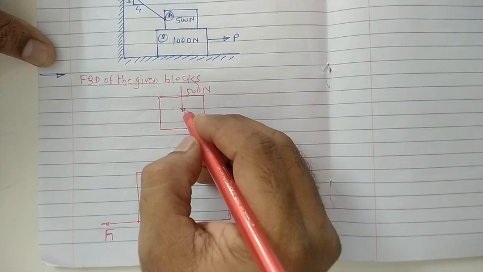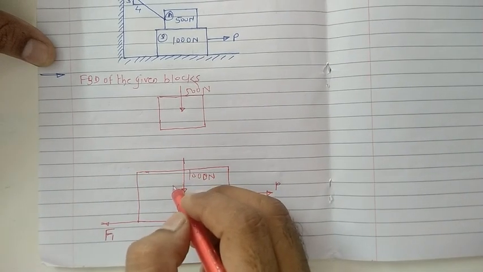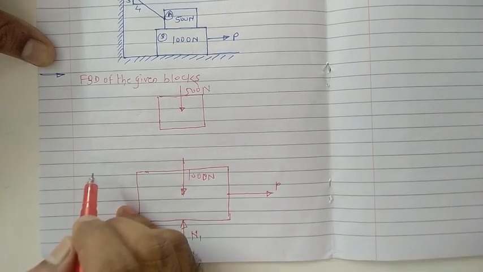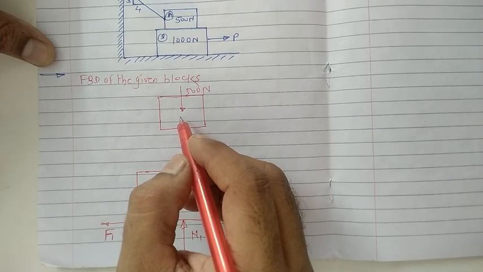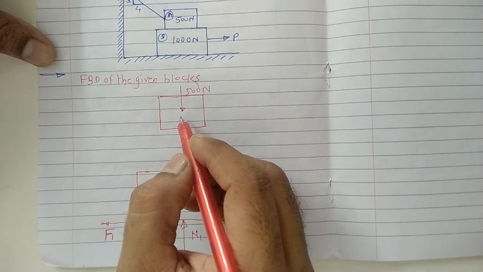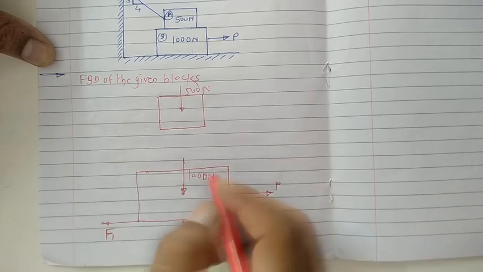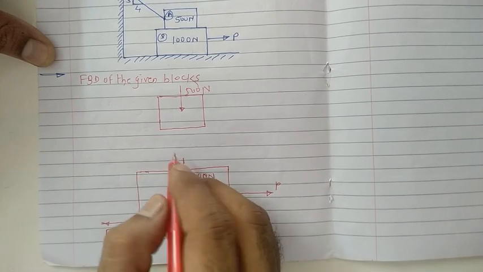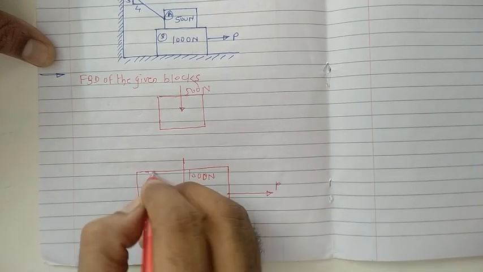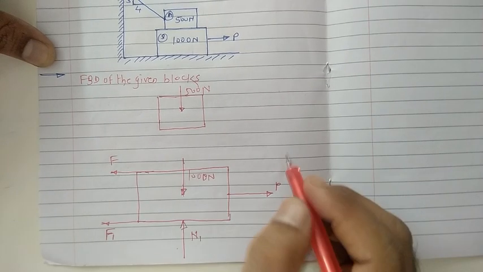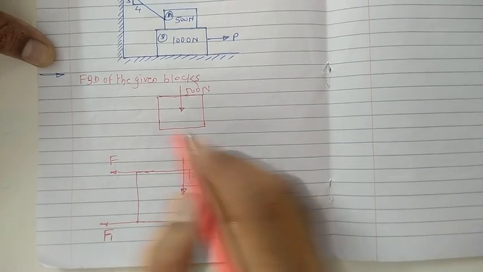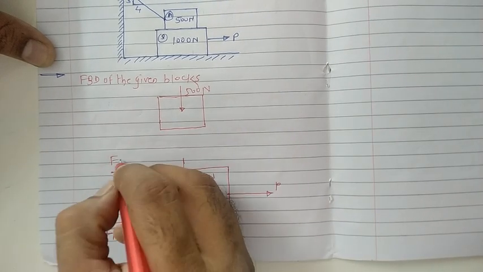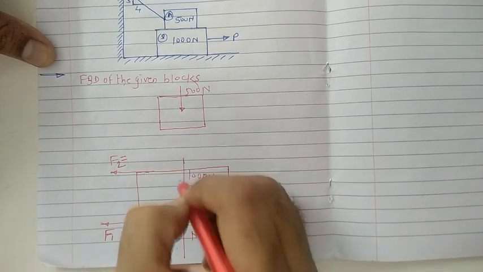Now this block is also in contact with this block, which means whenever the motion of this block takes place towards this direction, the resistance occurs between the motion of this block and this one in the opposite direction, opposite to the applied force. In this case also, we get the frictional force between this surface and this surface, the upper side of this block and the bottom side of this block. So the frictional force between these two surfaces is nothing but F2.